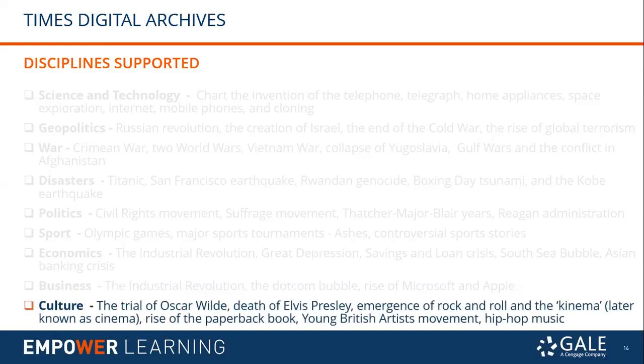And then culture. So culture, again, sometimes binds us together. So whether we're talking about literature, the Trial of Oscar Wilde, when we're talking about music, whether it's Elvis Presley or Jimi Hendrix, whether we're talking about hip hop music, whether we're talking about cinema or art, culture is represented in the newspaper. Quite often, they used to print plays for people to be able to entertain themselves if they couldn't afford to go to the theater. So culture is also heavily represented. So those are just some of the disciplines that you may not have thought the newspaper would be able to provide information on.